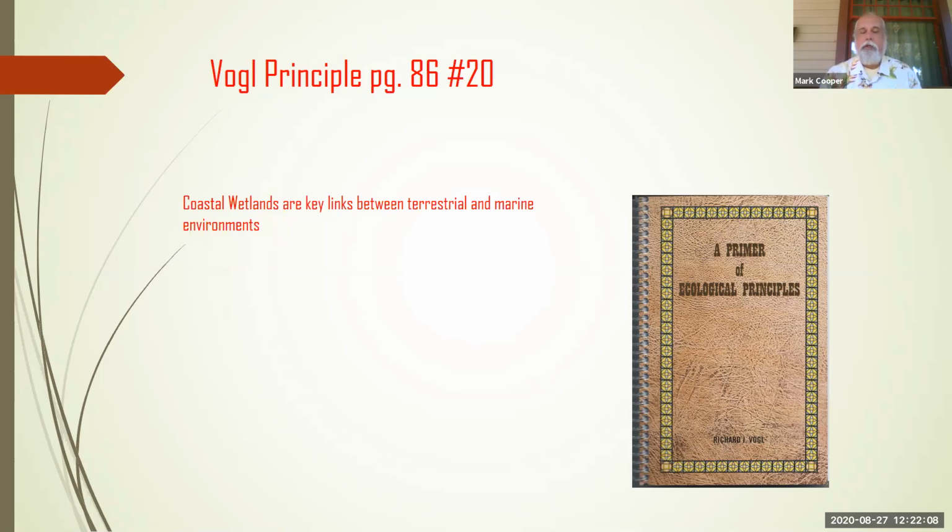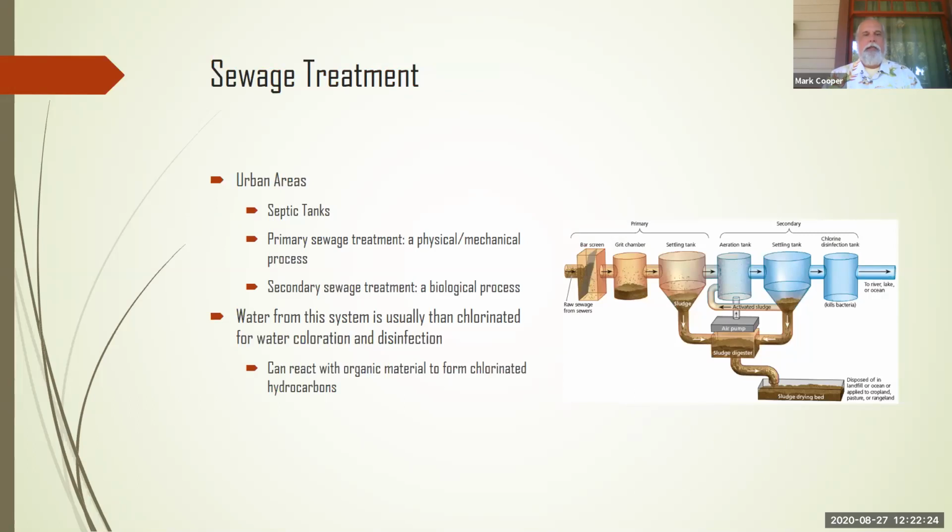And unfortunately, we live in a coastal wetland area. And so the whole coast of California was a coastal wetland until we built on it. And so we still have this interchange. All right, so our last slide here will be sewage treatment.